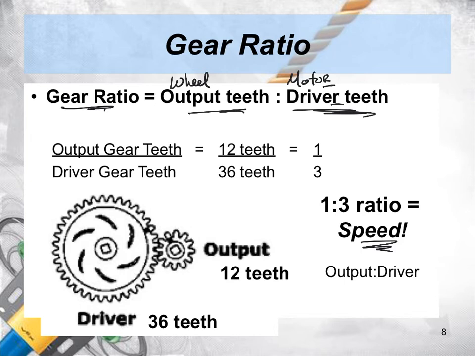In this case, we've now swapped the gears. Our driver gear, the one attached to the motor, has 36 teeth, and our output gear, the one attached to the wheel, has 12 teeth. So we write it up here in our ratio, 12 to 36. And then we reduce 12 to 36 to 1 to 3. And so we write our ratio 1 to 3. And this is going to give us speed.